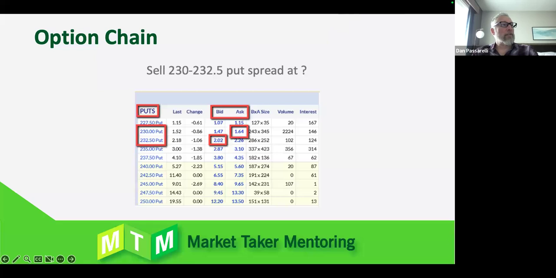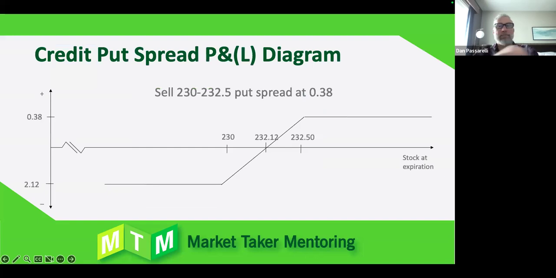And how much should I collect here? So these at 202 for the 230 puts, I paid $1.64. That would be 38 cents I collected. Yeah, I collected 38 cents. That's the most I can make. Most I could lose is 250 minus 38, which is $2.12. Easy peasy. Lemon squeezy.